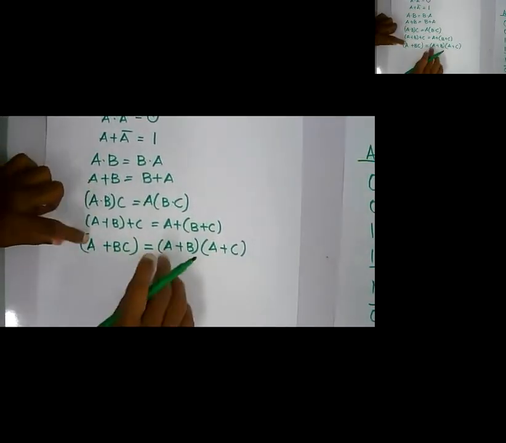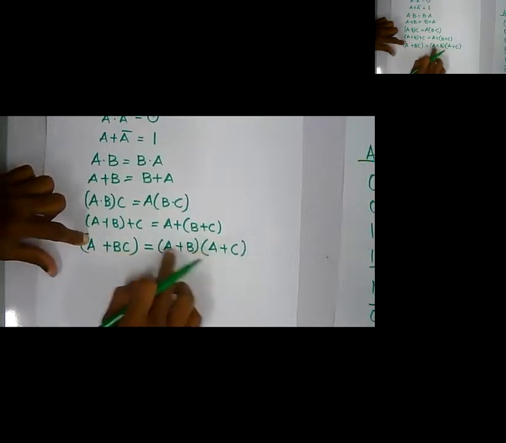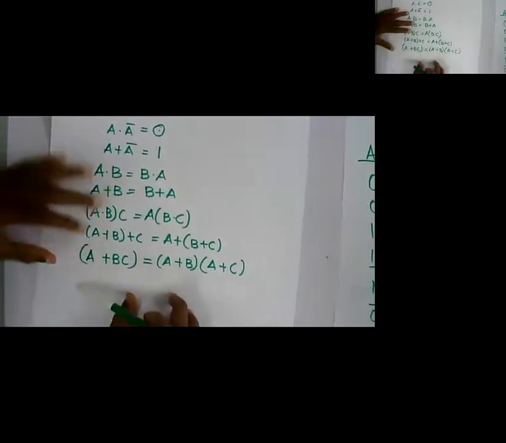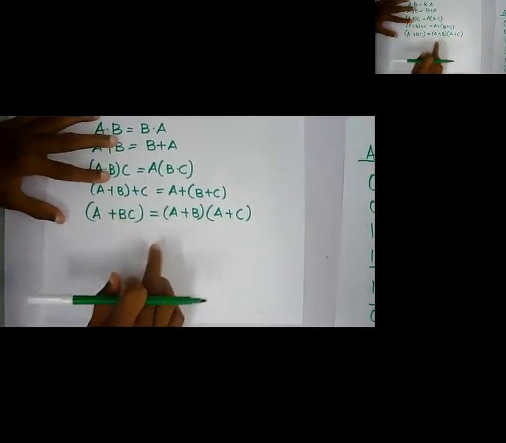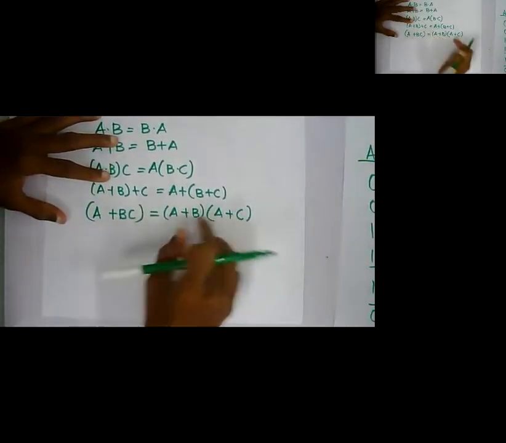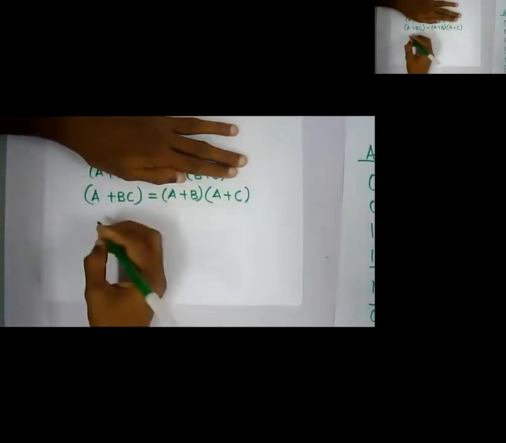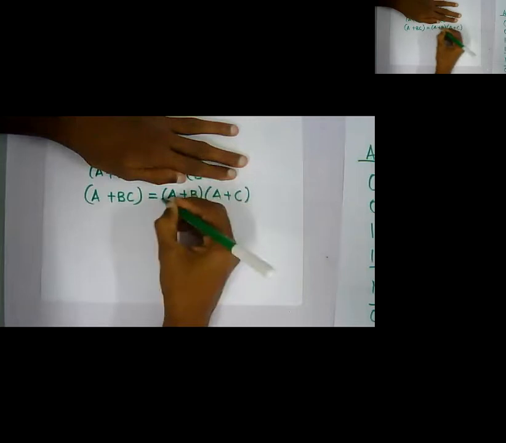See here, I have only this side, and bc means I can divide them into two separate ones, right? Okay, let's see how we can derive this one. For example, I'll take my right hand side, and then I'll prove my left hand side, right? So just forget about this one. So what I can do now is multiply this one.